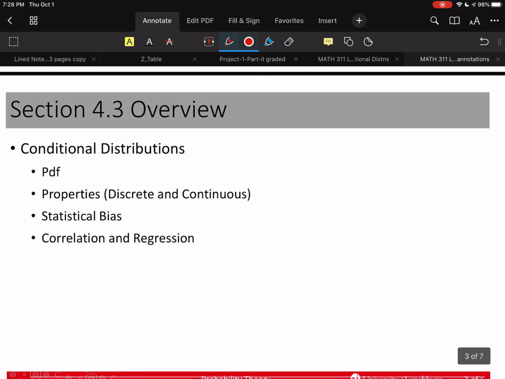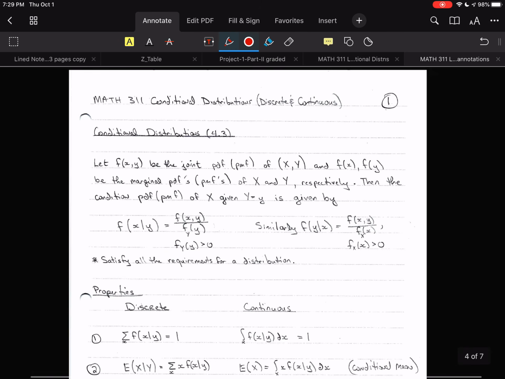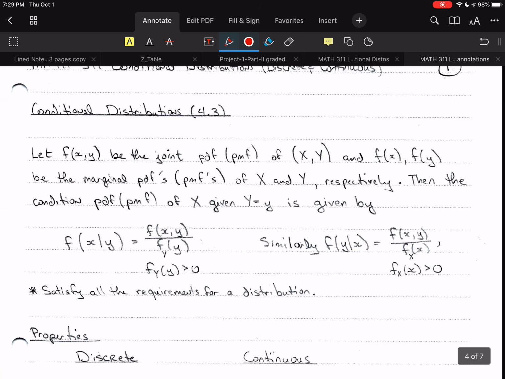And so we're going to use both of those and cover both discrete and continuous bivariate distributions for the conditional distributions here. We're going to introduce the PDF and PMF of the conditional distribution, and talk about the properties for both discrete and continuous, something called bias, or I could say specifically statistical bias, and then correlation and regression. So let's get started. We need to define the conditional distribution, or PMF or PDF.